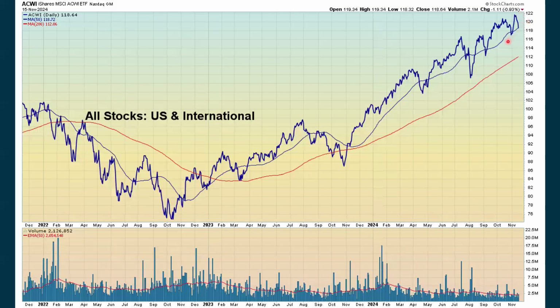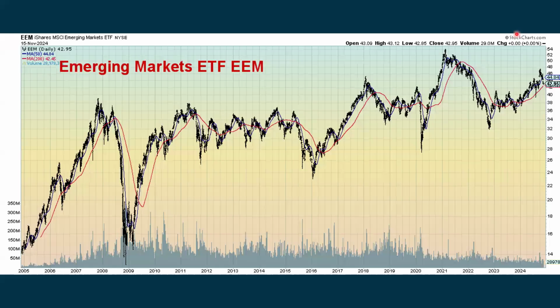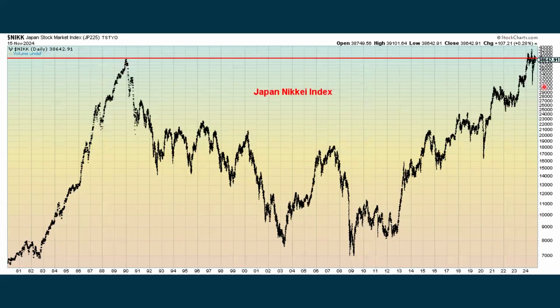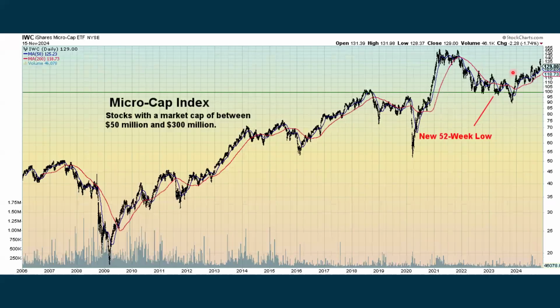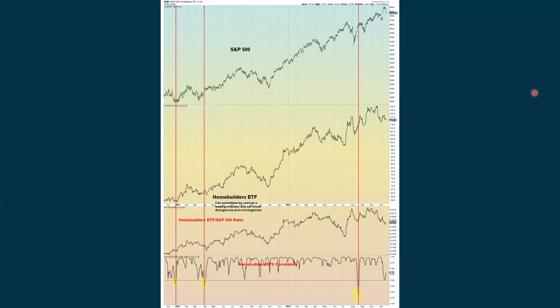International stocks coming down to their moving average, but still in an uptrend. Emerging markets falling back to their 200-day moving average, but still in an uptrend. The Japanese Nikkei, a little bit below its high set back in 1989, but still not really falling apart. And the micro caps falling back a little bit, but still in an uptrend here.